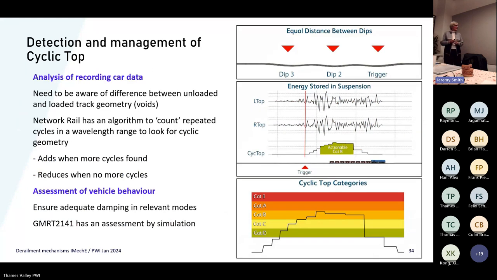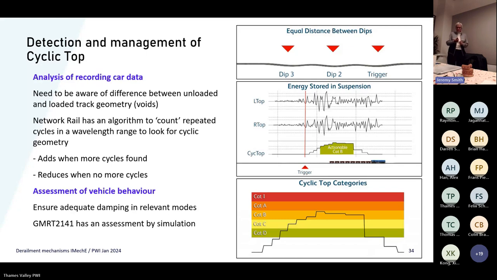This is Network Rail's measurement of cyclic top. It uses a number of filters. When it sees something at a particular wavelength, it starts counting. If it gets another one, it keeps counting. If it gets a length with nothing, it stops counting. So it counts up when things are happening, it counts down when nothing's happening. And you get a category one, two, category one, ABC, as to how bad it is.